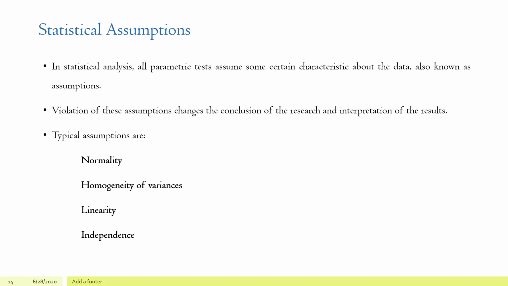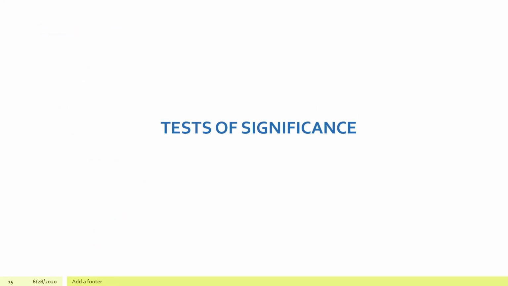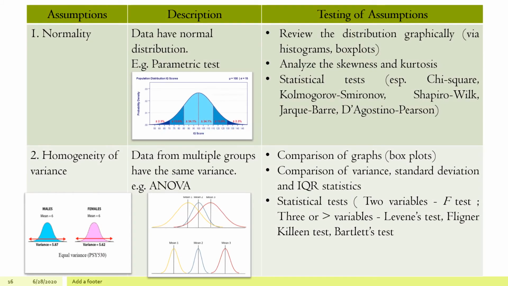Coming to statistical assumptions. In statistical analysis, all parametric tests assume certain characteristics about the data, also known as assumptions. Violation of these assumptions changes the conclusion of the research and the interpretation of results. Typical assumptions are normality, homogeneity of variance, linearity, and independence. Coming to tests of significance, these are our assumptions. First is normality.